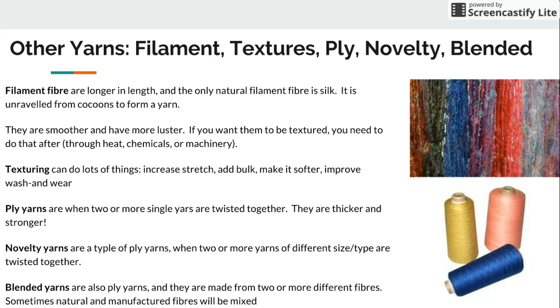And blended yarns. Blended yarns are ply yarns, but they're also made from 2 or more different fibers. So you might have cotton and polyester mixed together, or cotton and wool mixed together. So it will be a blend. If you have any allergies, it's really important to know if your clothes are being made with blended yarns. Like, let's say you're allergic to polyester, you want to check your cotton and make sure it's 100% cotton, not a blended yarn.